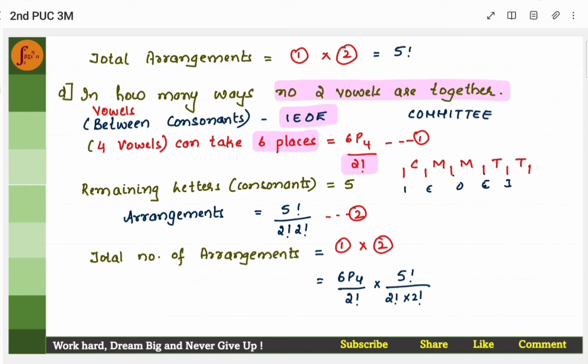Then you come to the remaining letters. Remaining letters is 5, right? 5 letters. So arrangements is 5 factorial by repeated letters M and T. 2 M's and 2 T's. The total number of arrangements is multiply this 1 and 2. So this is the total number of arrangements.